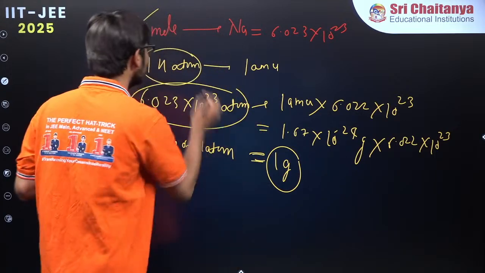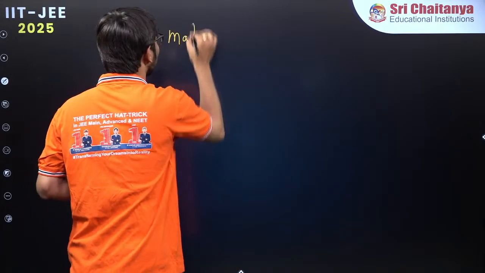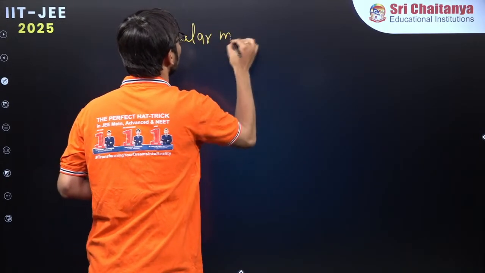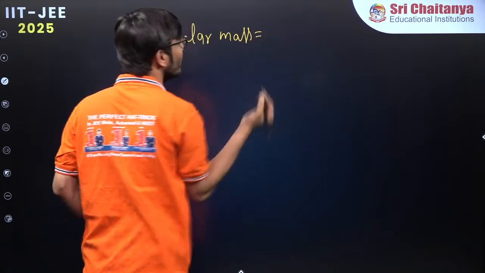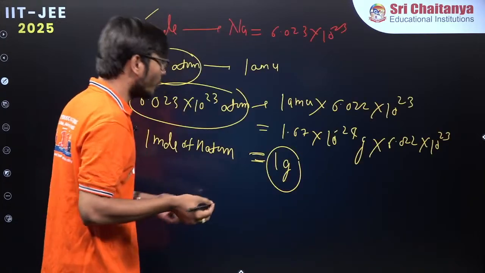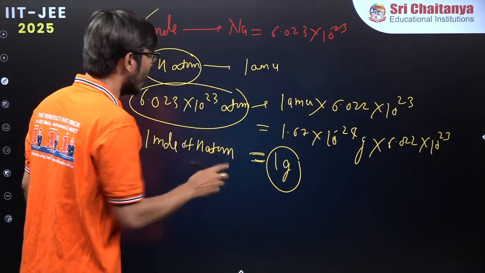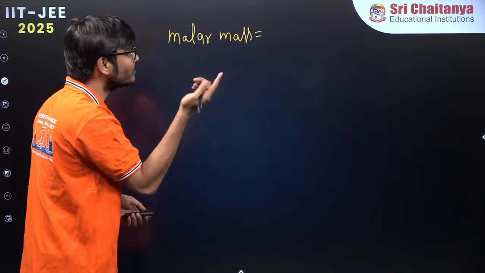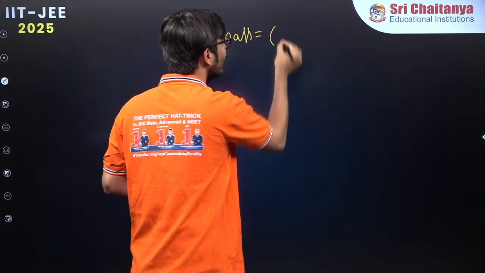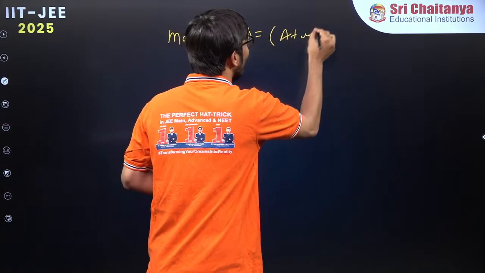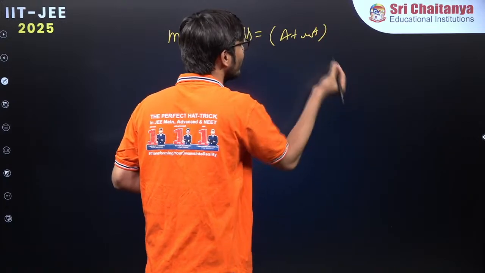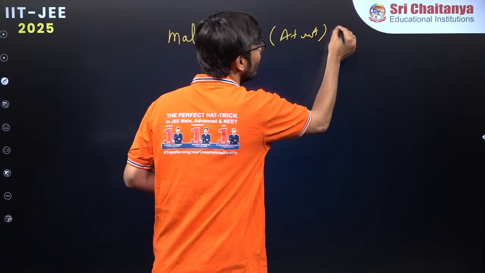So what I'm writing is, we are going to define now a term: molar mass. What is molar mass? How is 1 gram coming? So molar mass is nothing but the atomic weight of any given atom multiplied by gram.